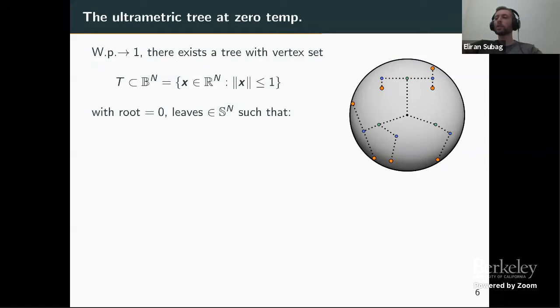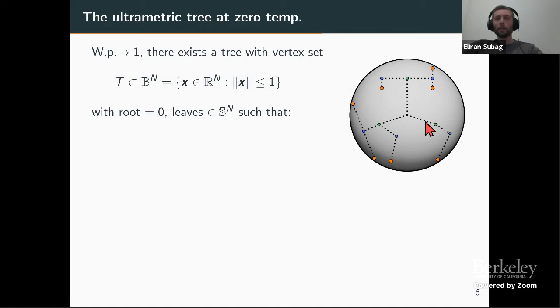Okay, so for the rest of the talk, I want to tell you what the algorithm is and show you how it naturally arises from some properties. And the first thing I want to tell you about is this ultrametric tree, which is a famous result in spin glasses.